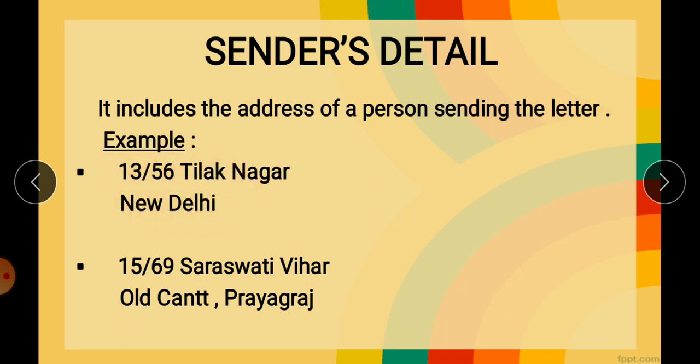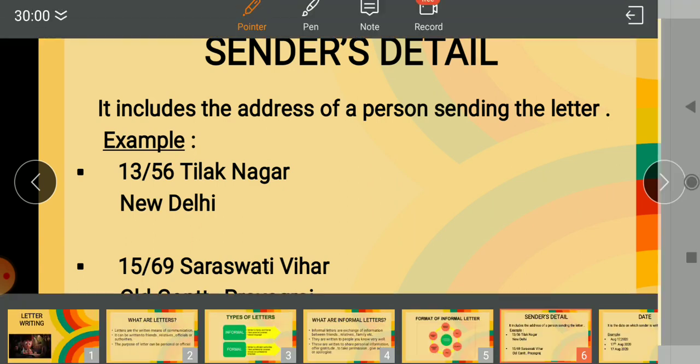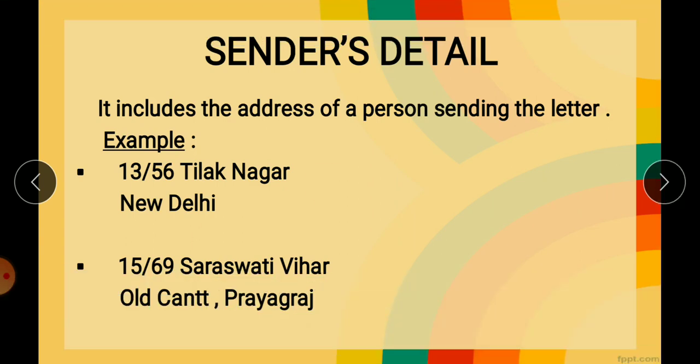Like 13/56 Tilak Nagar, New Delhi. 15/69 Saraswati Vihar, Old Can, Prayagraj. So what have you seen? That at the end of every line there is no comma. Commas नहीं लगेंगे. Right? Only between Old Can and Prayagraj, we are putting a comma. But at the end of these lines, we are not putting any comma.